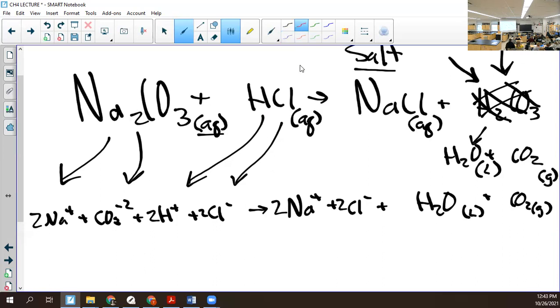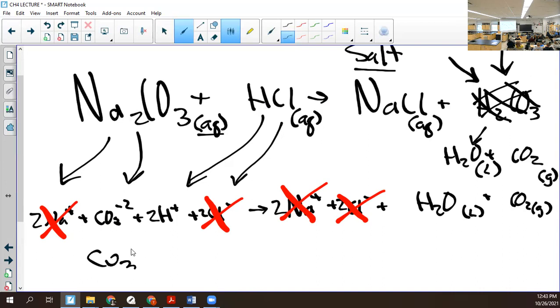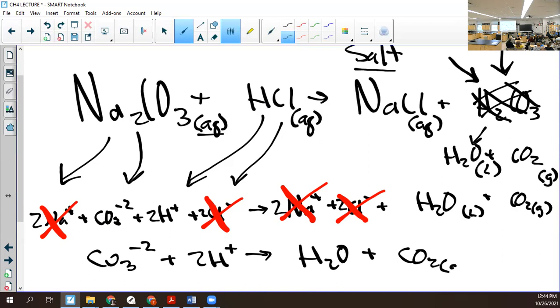Okay, so I am going to eliminate sodium, right? Because it's an ion on both sides of the arrow. I'm going to eliminate chloride because it was the same on both sides of the arrow. So really, I have CO3 minus 2 plus 2H plus goes to H2O plus CO2, and I should put the liquid in the gas.